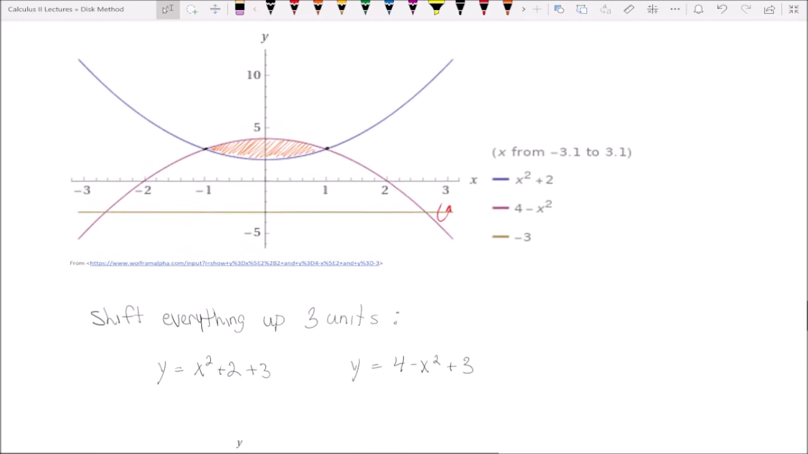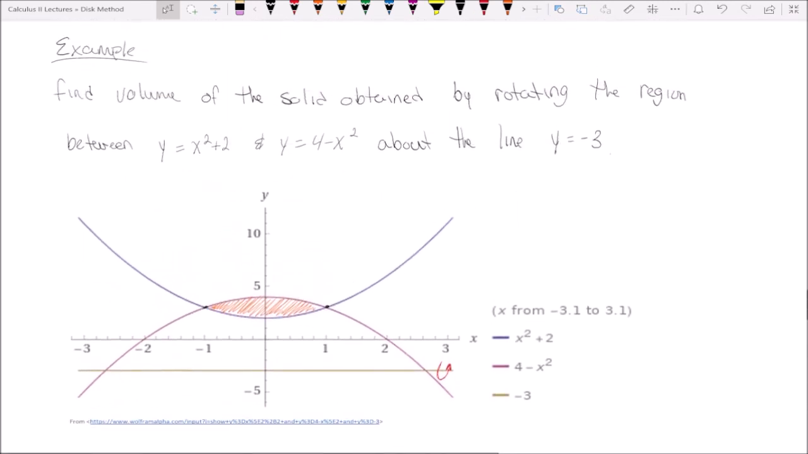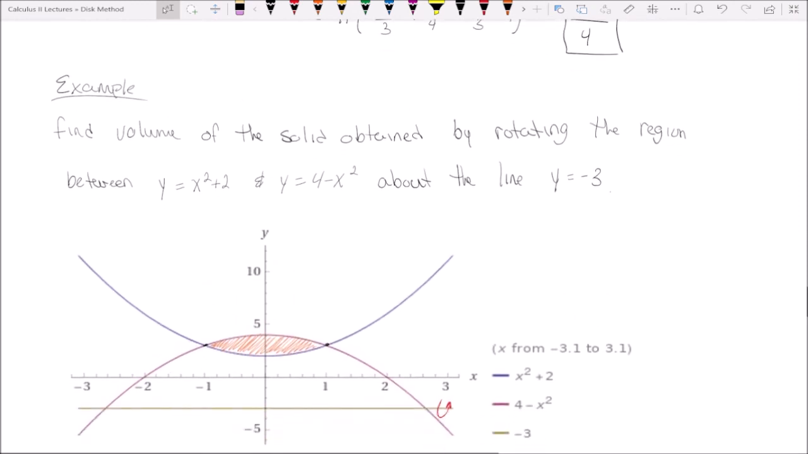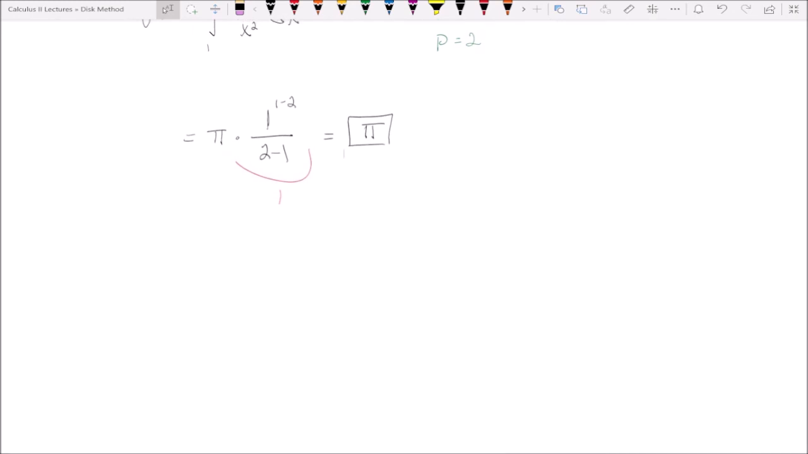If, however, our axis of revolution is a vertical axis, to use the disk or washer method, we will need to write the curves in the form of x equals a function of y, and then we could integrate with respect to y. Or we can use the technique that will be covered in the next video, which is the shell method.